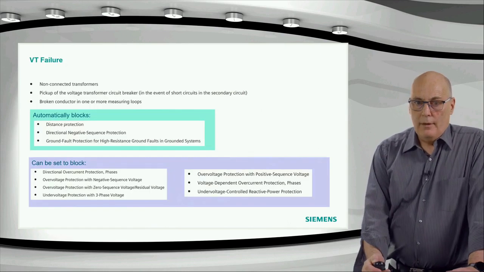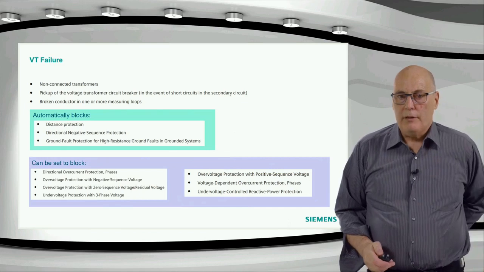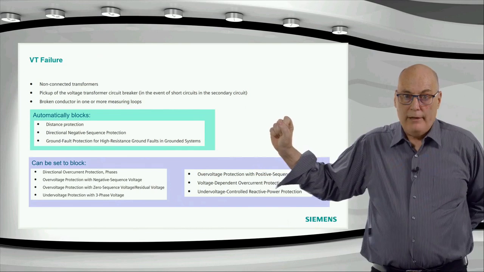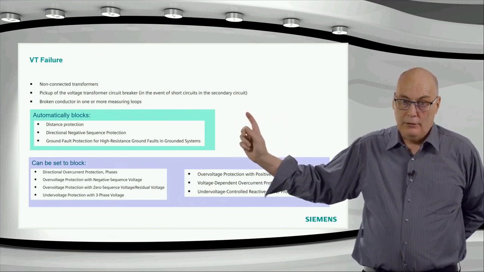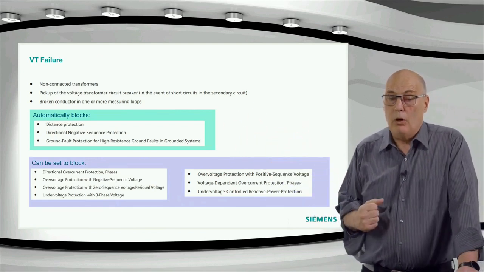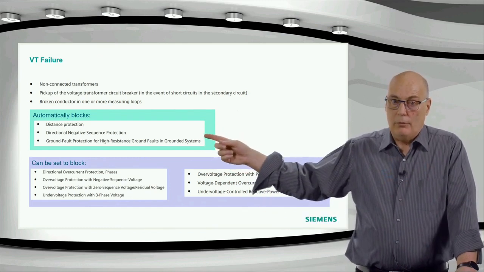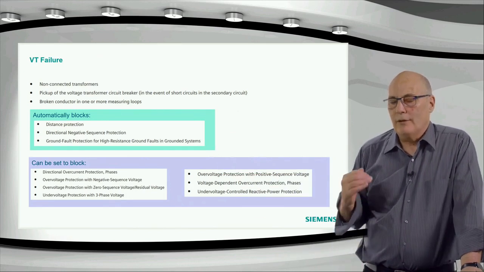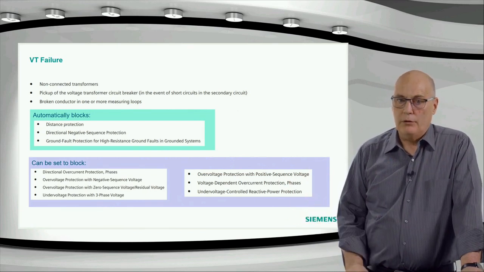All right. That concludes this, really just with the final information of what the VT function does. Obviously, it will detect failures of the VT circuit, basically broken conductors. It'll block the distance protection and the directional negative sequence protection. Those are protection functions which could operate without or with very short time delay and would be non-selective without voltage. Also the high resistance ground fault protection uses direction measurement. If the VT fails, it has no direction, so those directional stages would be blocked.